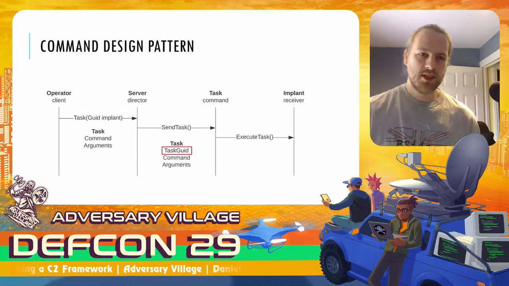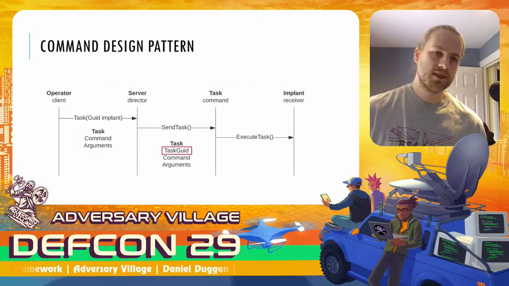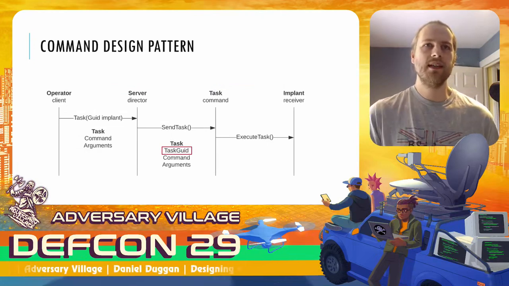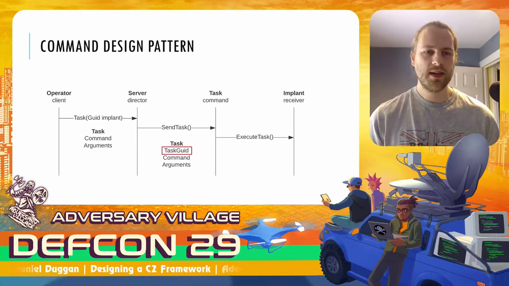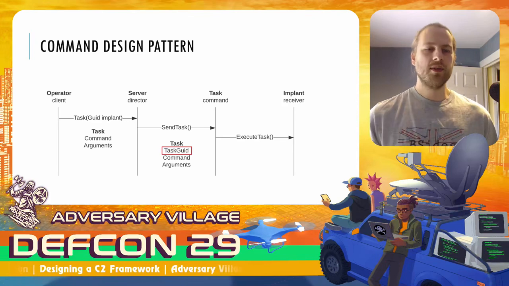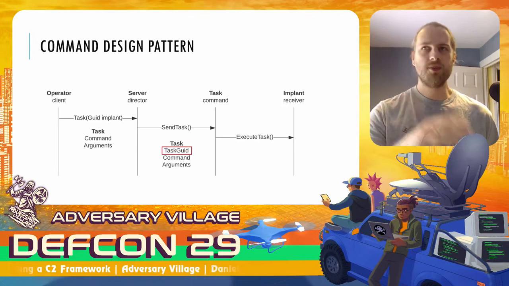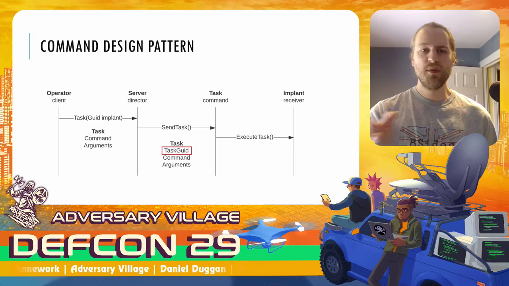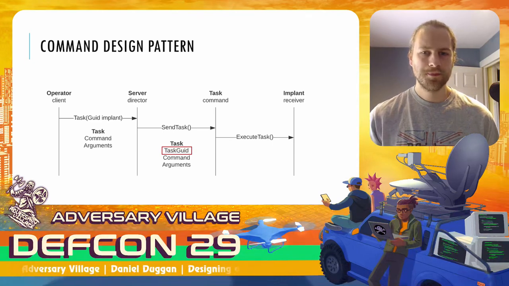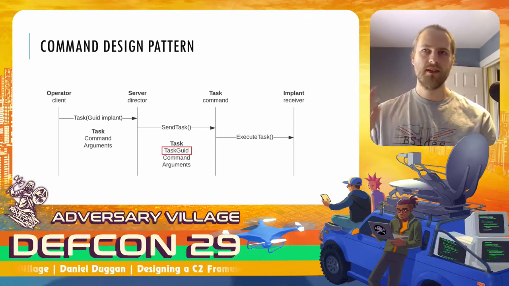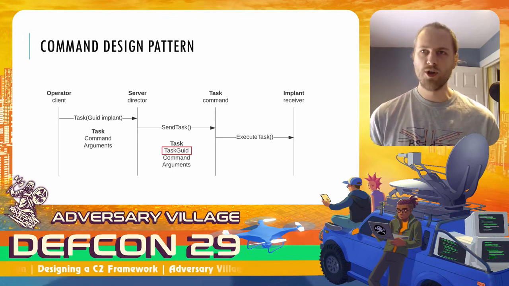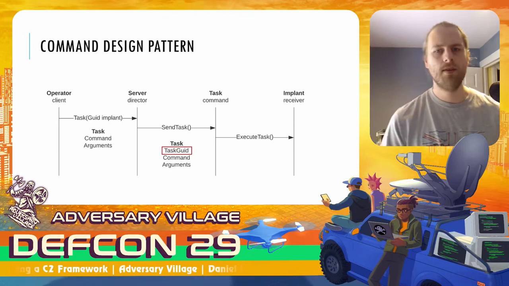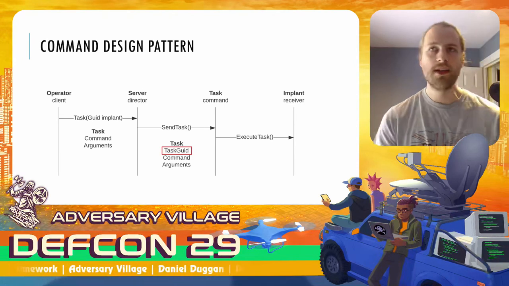So, in terms of design patterns, there are two that I really go for. The first is the command design pattern, and I think this is pretty good for picturing the flow of stuff between the different components. And by components, I mean separate components such as the server, the implant and the operator, not really internal to any one of those.